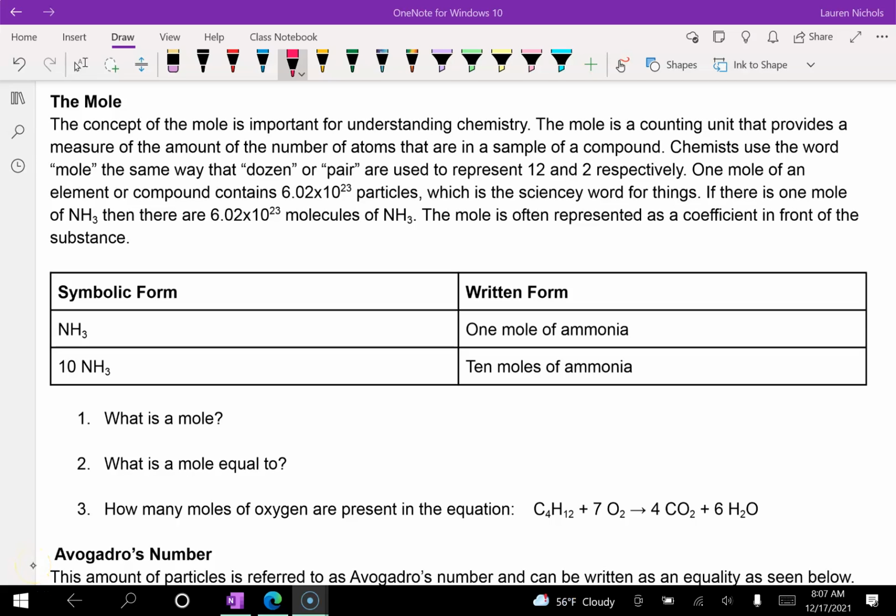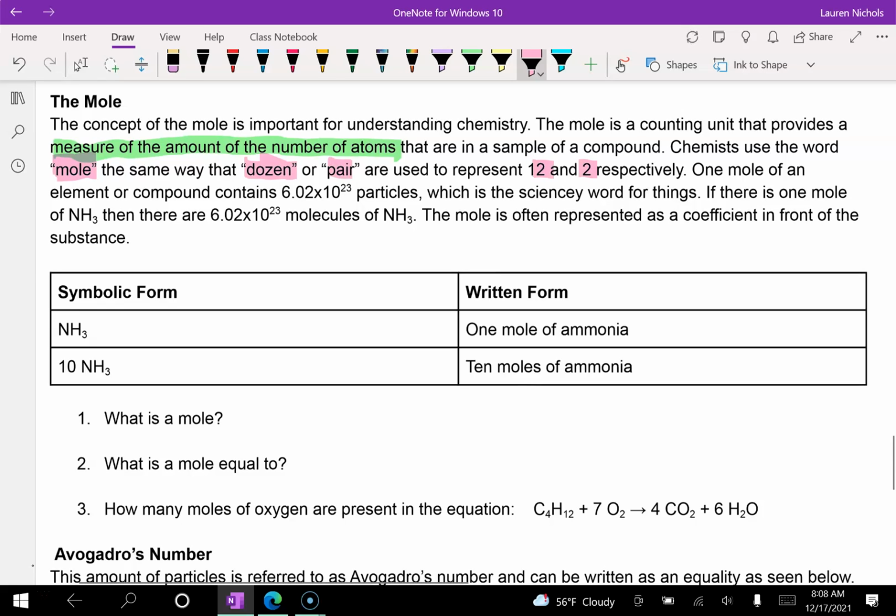All right, let's get into the mole. What is it? So the mole is really, really important for understanding chemistry. It's considered a counting unit, and it provides the measure of the number of atoms that are in that sample. So if I have just a pile of some sort of chemical, how many atoms are there?